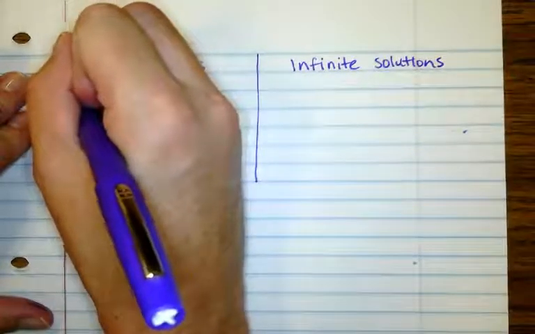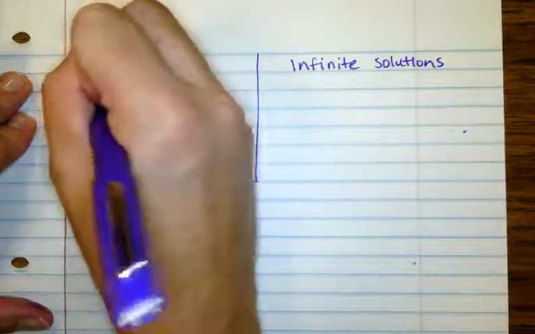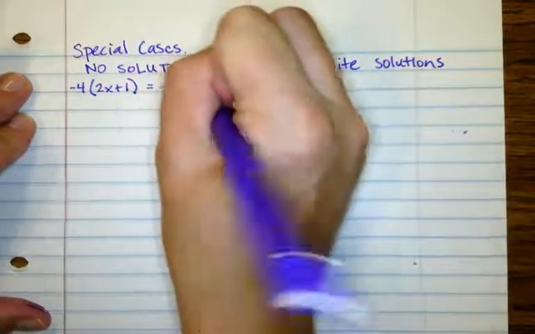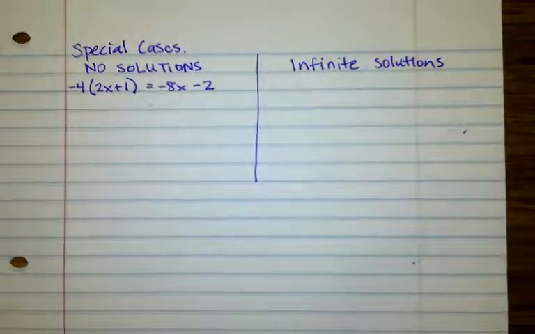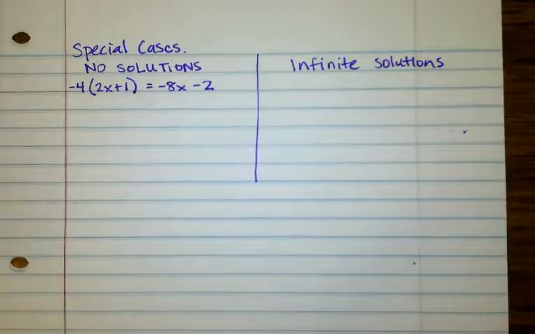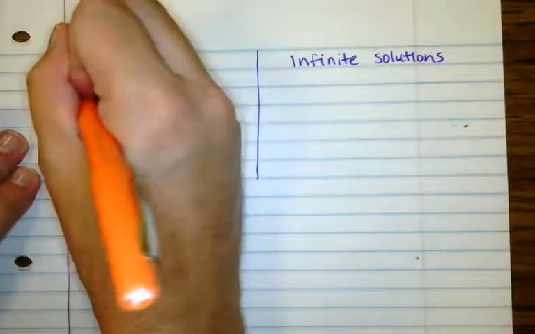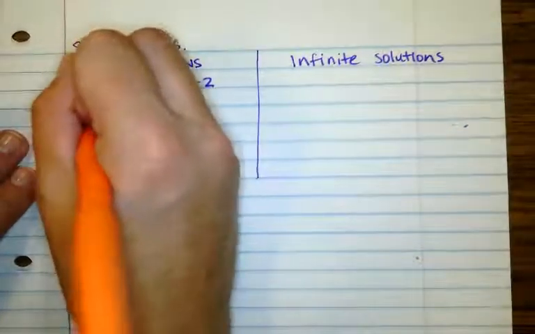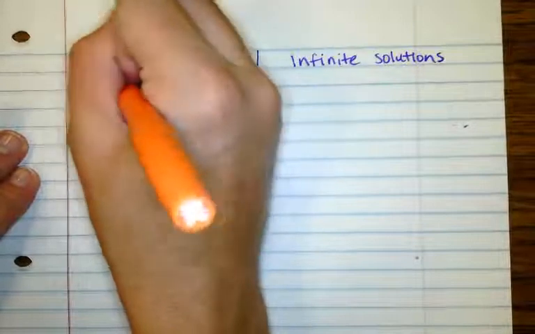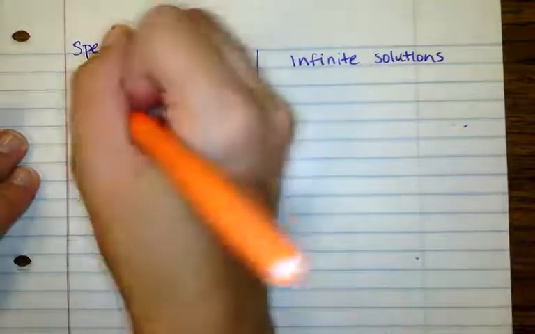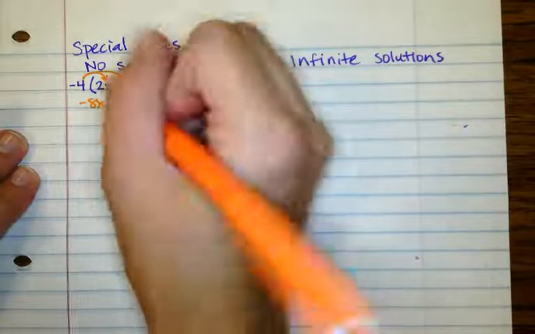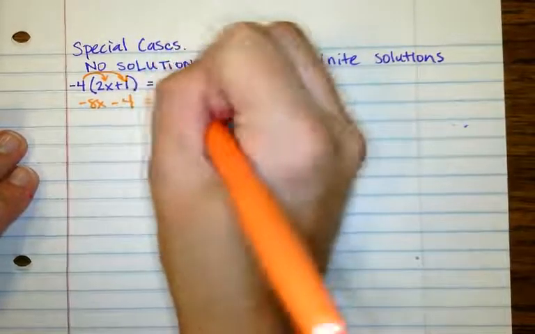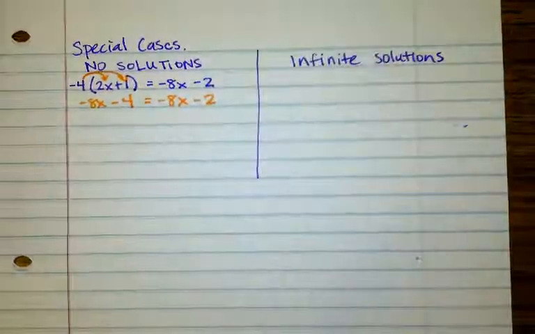So let's take a look at this. If we have negative 4 times 2x plus 1 is equal to negative 8x minus 2, the first thing we have to do is distribute. So negative 4 times 2x gets us negative 8x, and negative 4 times positive 1 gets us negative 4. And that is equal to negative 8x minus 2.